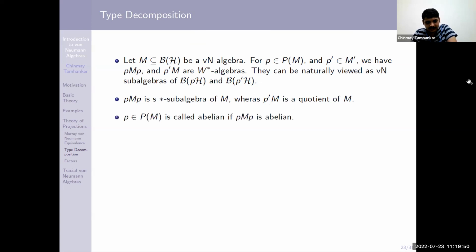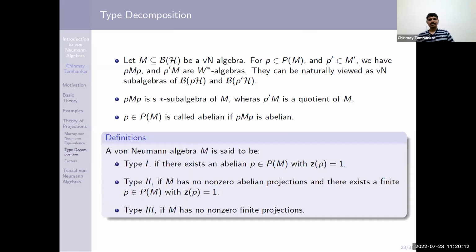And using these, we define what is called an abelian projection. A projection P in M is called abelian if this cut down of M with respect to P is abelian. Then P is called an abelian projection. And now we divide these von Neumann algebras into types.